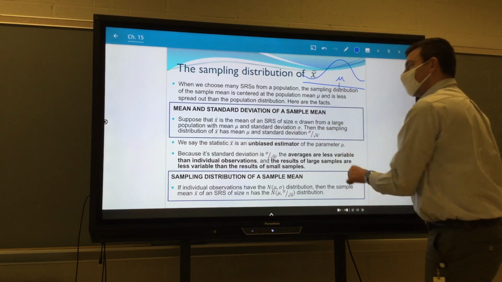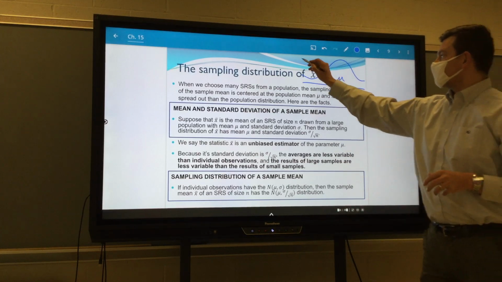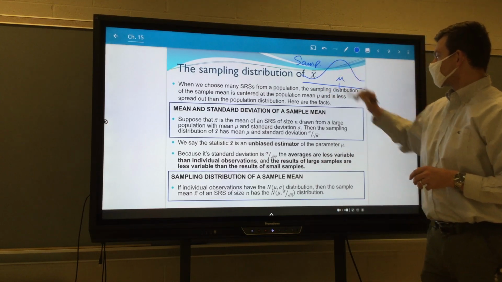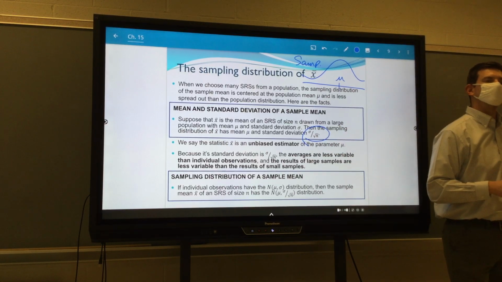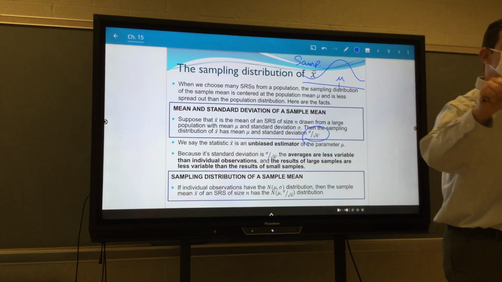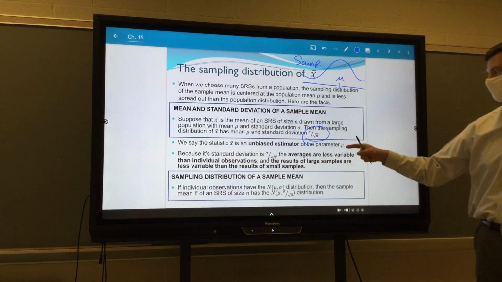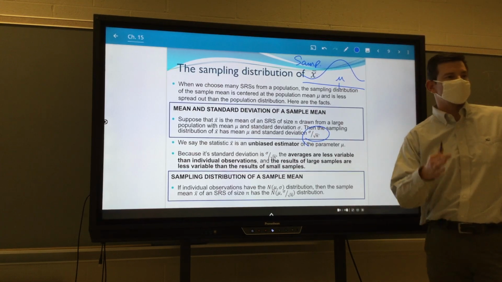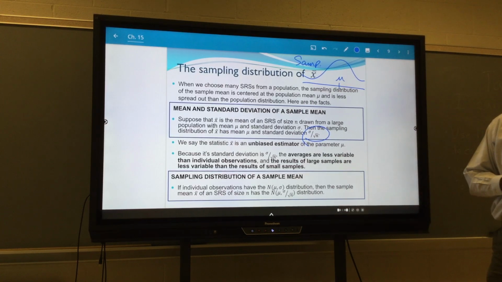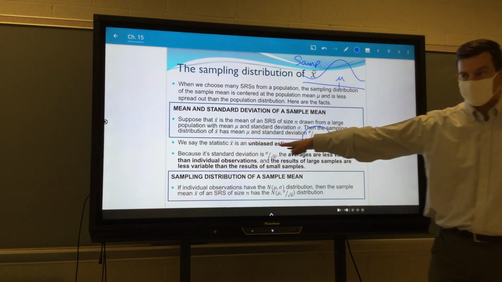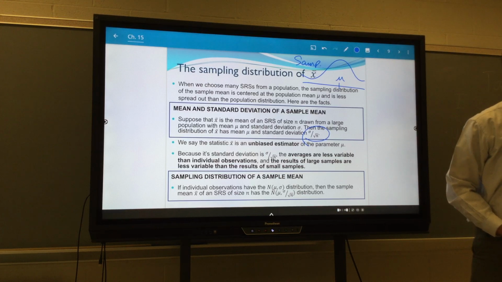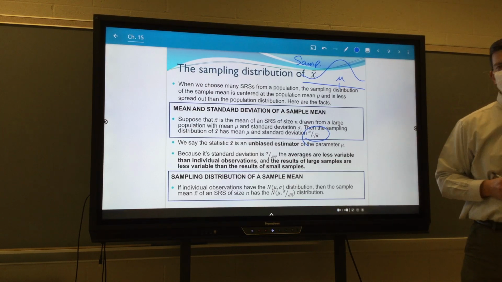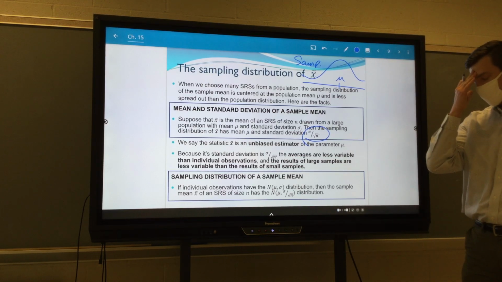But for the standard deviation of this sampling distribution, there's a slight difference in our calculation. It's now our sigma, our population standard deviation, divided by the square root of the sample size n. So, the mean hasn't changed. We say that's an unbiased estimator of the parameter mu, because they're the same thing for the sample and for the population.